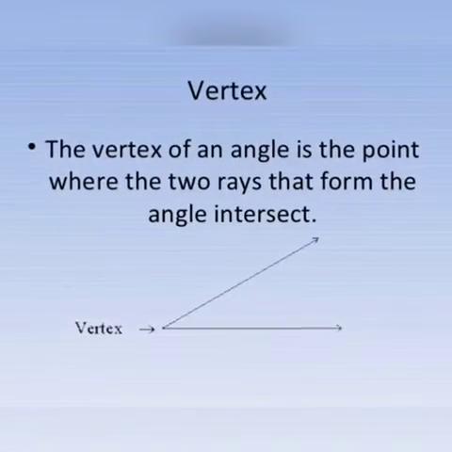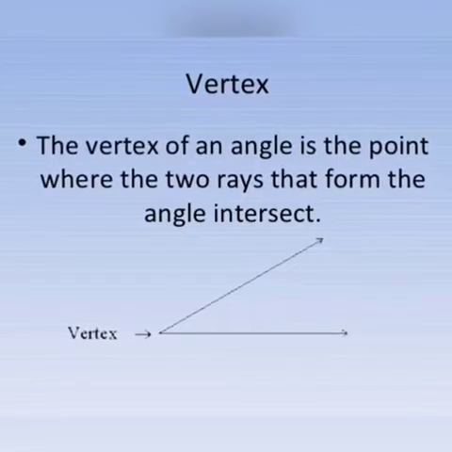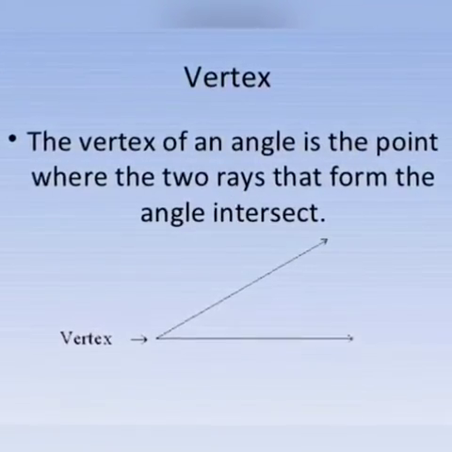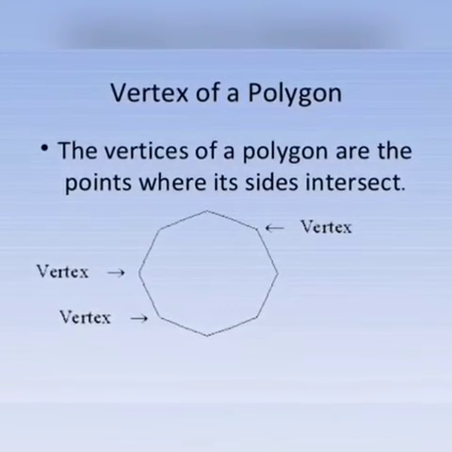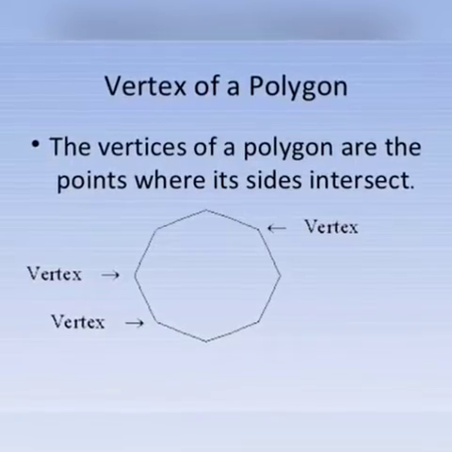Vertex. The vertex of an angle is the point where two rays that form the angle intersect. Vertex of a polygon. The vertices of a polygon are the points where its sides intersect. A triangle is a three-sided polygon. The sum of the angles of a triangle is 180 degrees.